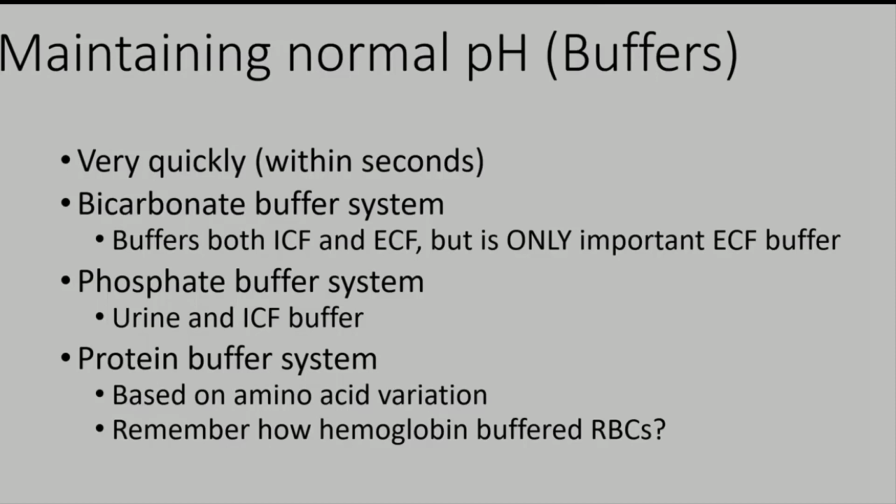Next, the phosphate buffer system buffers the urine and it buffers the ICF. And the protein buffer system, which actually has several proteins that act as buffers, and they all work a little bit differently based on their amino acids. Remember, each protein is made of a sequence of amino acids, and different proteins just have a different sequence of amino acids. So different proteins will buffer differently based on their amino acid combination.